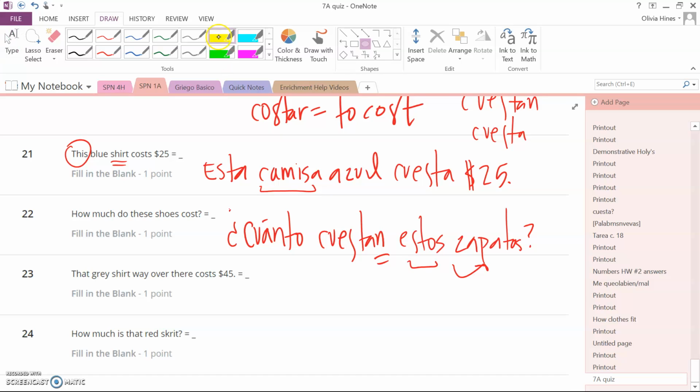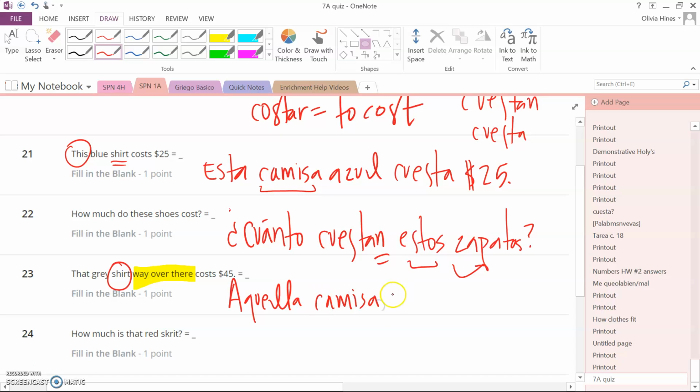That gray shirt way over there, so that means we're going to use aquel or aquella. In this case, let's start at the beginning. That gray shirt way over there. So we have to find the noun that we're talking about. It is shirt, so that means aquella camisa cuesta $45.